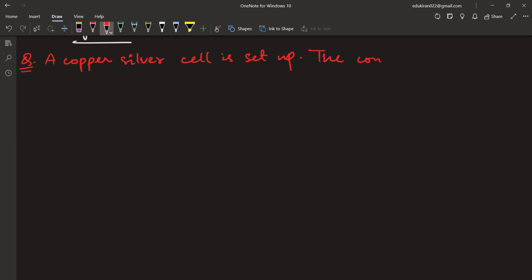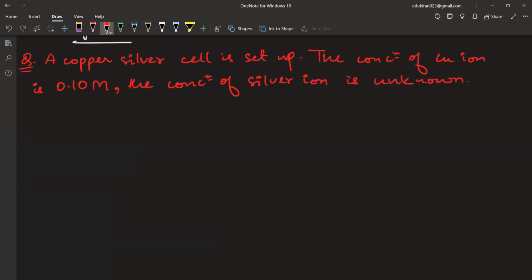The concentration of copper ion is 0.10 molar. The concentration of silver ion is unknown.